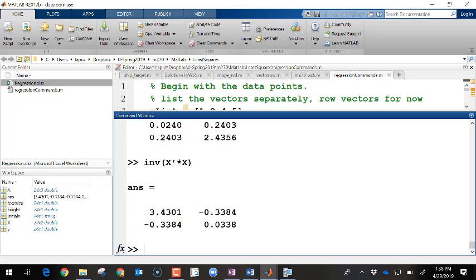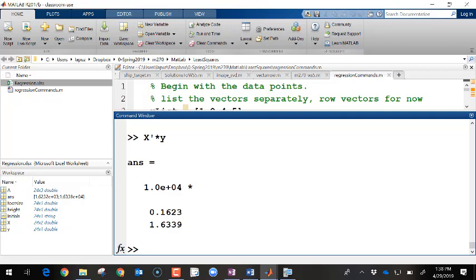And we need x transpose times y, right? So x transpose times y. And then we want to multiply all that, don't we? So our beta vector is going to be the inverse of x transpose times x, times x transpose times y. Is that right? Parentheses around.